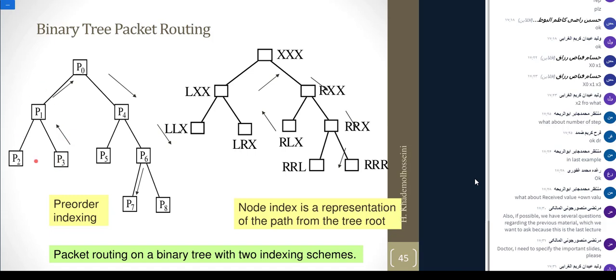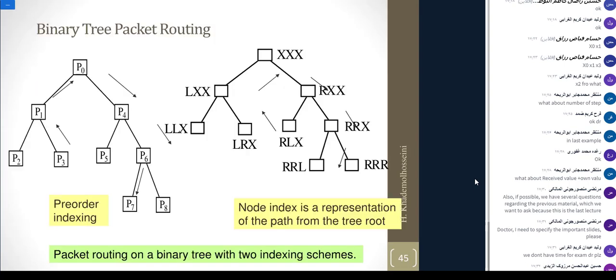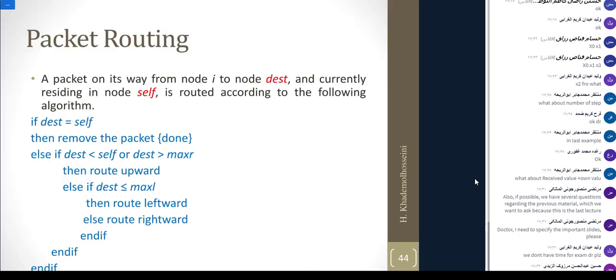All of these nodes are labeled. Then we are allowed to go right. After 3 is 4. We go left, 5. Then we go right, 6. We go left, 7. Then 8. We name it pre-order indexing. It was the first step, indexing.